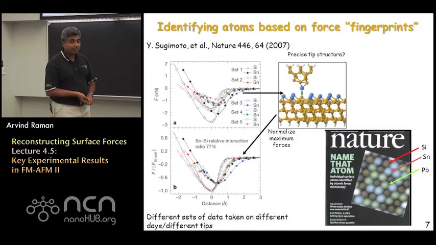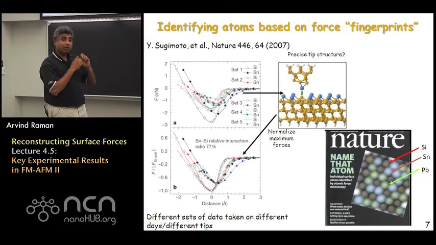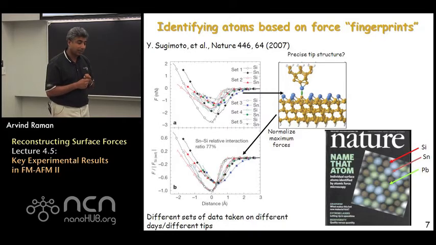So this allowed a very important result to come out, which is that they were able to claim that the shape of the normalized curves over tin is different from the shape of the normalized curves over the silicon, suggesting that one has now a way to chemically fingerprint each atom that one is looking at, because these interaction forces are mostly due to short-range chemical forces.